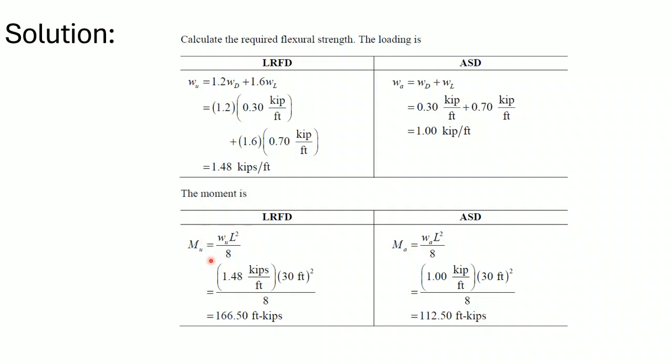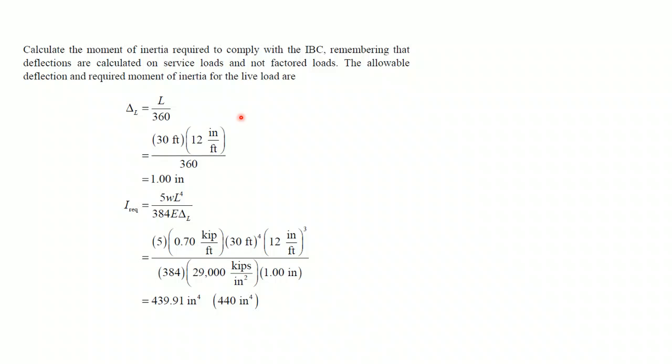The design moment, because it's a simply supported beam, is simply WL squared over 8, and we get our design moment. Now, based on the design load and design moment, we're going to select our section. Since it says select the economical beam based on deflection criteria, we will see the maximum allowable deflection for live load, that is L over 360, and the deflection we get is 1 inch when we plug in the value of length.